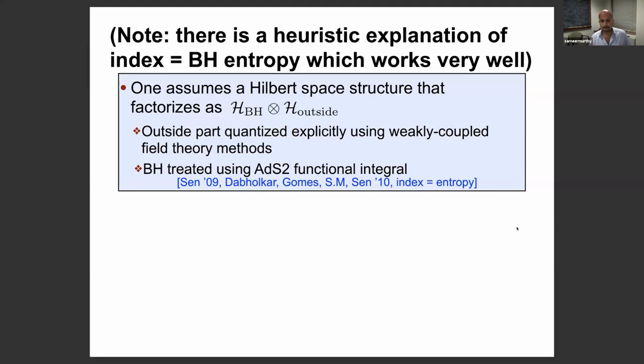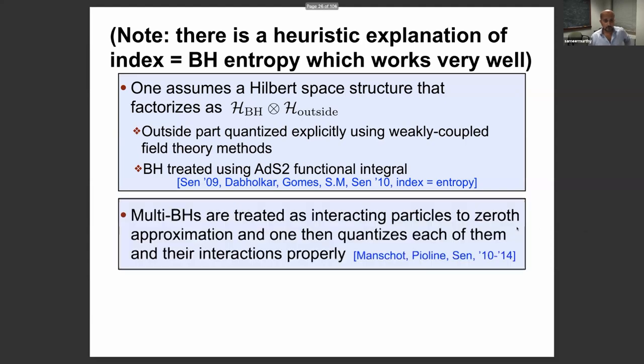Is that all right? Yes. Okay, so that's for one black hole. And then if you have many black holes, you can also use a similar picture to do this. I'm not doing complete justice to this, but roughly you think of it as a Hilbert space where each black hole is a point particle to zeroth approximation. Then you work out some of the quantum mechanics of this system, and quantize each one of them and their interactions properly. Two of these authors are in the audience, and it's a very beautiful set of works where you can use these ideas to get a lot of mileage. Okay, so that ends my parenthesis.